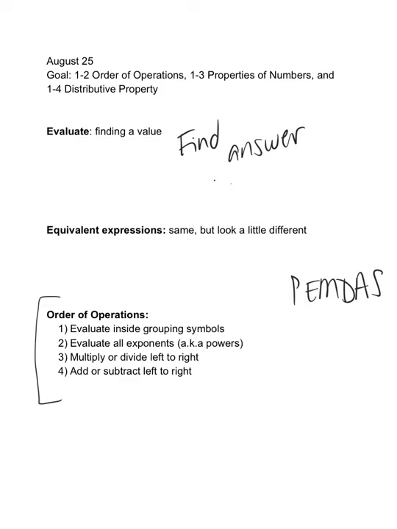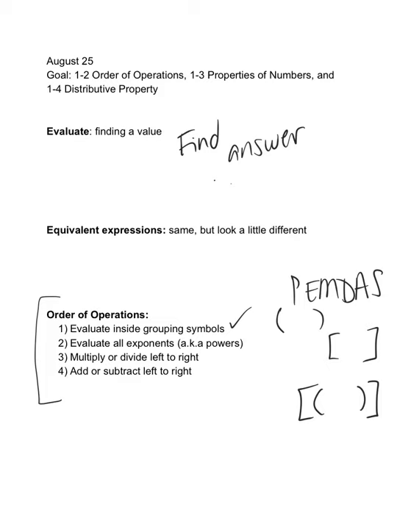So basically, you evaluate inside the grouping symbols. That's if you see parentheses or brackets. That's the first step. If you have any exponents, you want to do those. What do you do if you see both? You're going to see the parentheses inside the bracket. That means you do the stuff on the inside first and work out.